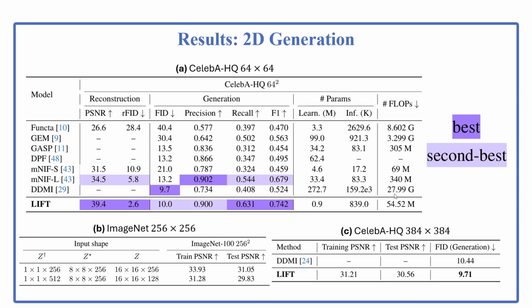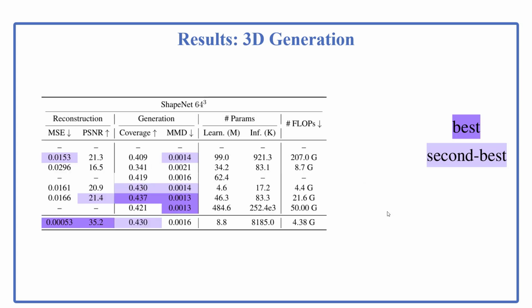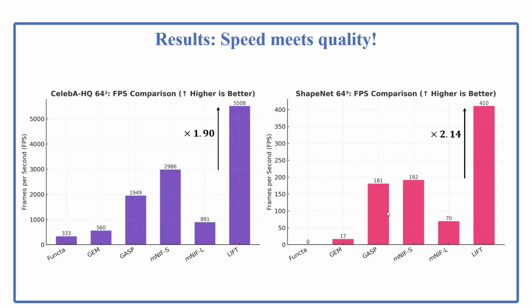For example, we require 54 million FLOPs, but the second best approach requires about 28 giga FLOPs. So our approach is very efficient, and we can say that speed meets quality. For example, for the CelebA dataset, we gain a better FPS, being 1.9 times faster than the second fastest approach. And for ShapeNet, we are 2.14 times faster.